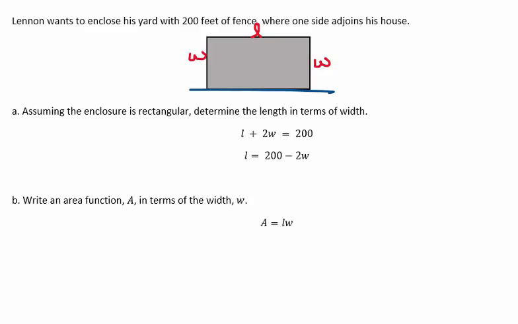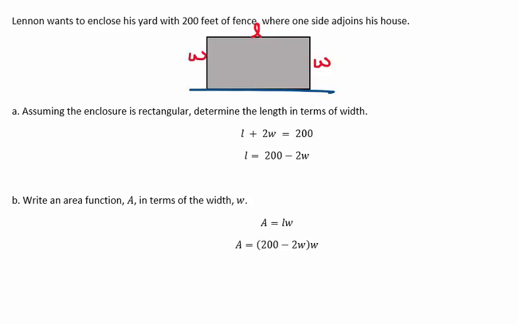And in part B, we want to write an area function A in terms of the width W. And recall the area of a rectangle is given by the length times the width. And substitute the expression we found for the length for L. And we find that A equals (200 minus 2W) times W.